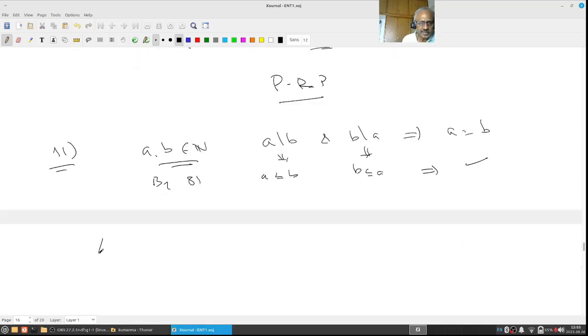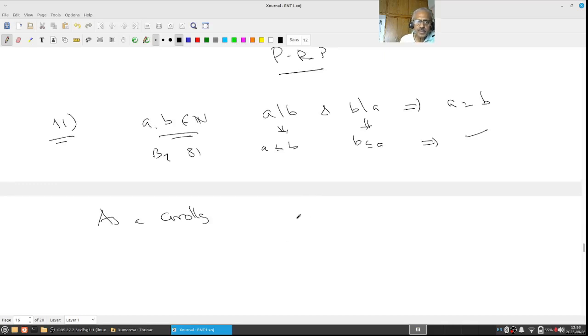As a corollary, what do I have? If A divides B and B divides A, that means mod A equal to mod B. Remember, when I say B divides A, A cannot be 0. And when I say A divides B, B cannot be 0. Therefore, mod A and mod B are both natural numbers.